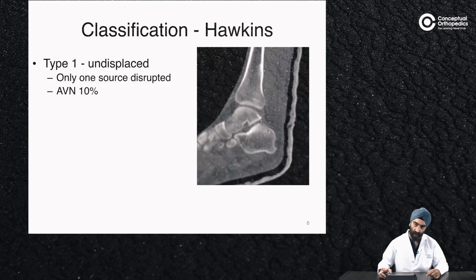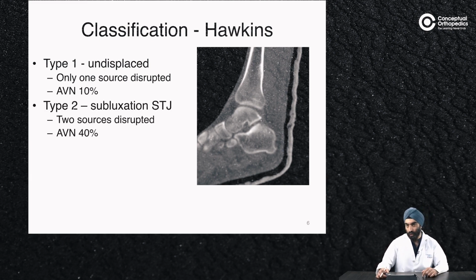Again, important classification. So if you look at the type 1, which is an undisplaced fracture of the neck of the talus, you see that only one source is disrupted, which is the intramedullary artery, which may have been injured. The extramedullary arteries, the external sources, have not likely been disrupted. AVN chances are only 10%. Type 2 Hawkins is where there is a talar neck fracture with subluxation of the subtalar joint. In here, 2 sources have been disrupted, so the AVN chances are about 40%.